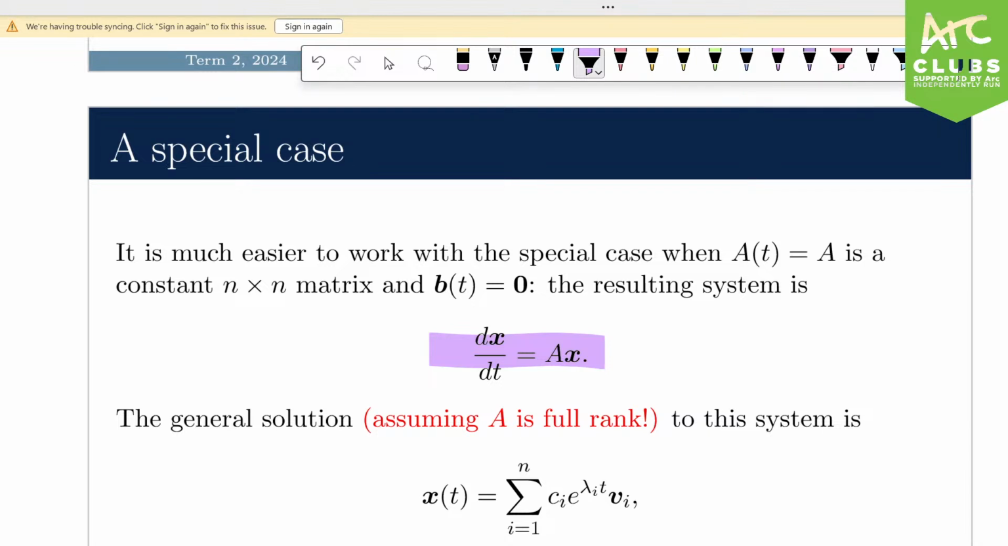Now, the general solution to this: we're going to assume that A is full rank. Then it follows that the solution is going to be some constant times e to the power of lambda i t times v i, where lambda i is just the ith eigenvalue of the matrix A, and v i is just the ith eigenvector of the system. So I guess the thing to take from this is if we want to solve this system here, we need to find eigenpairs.